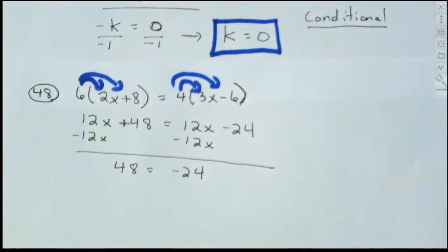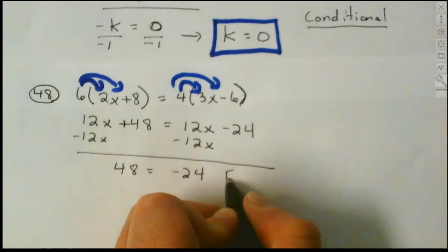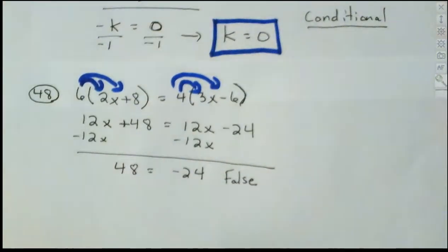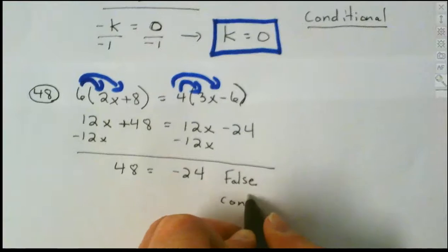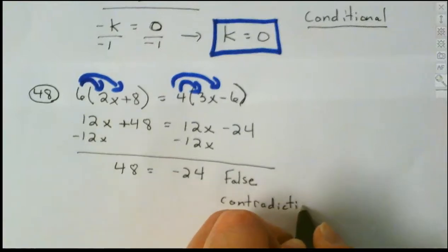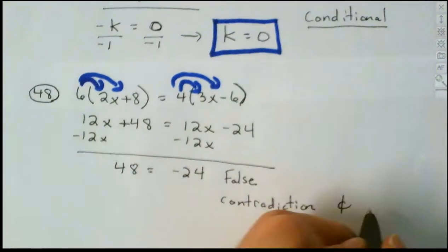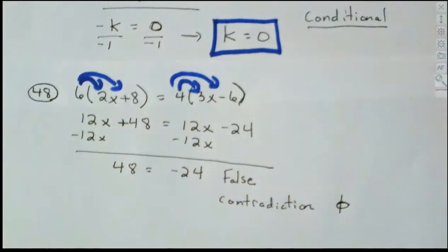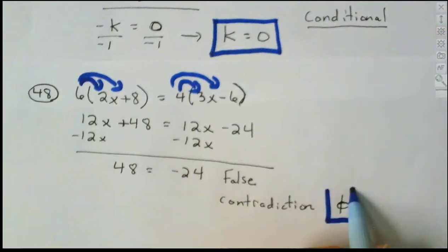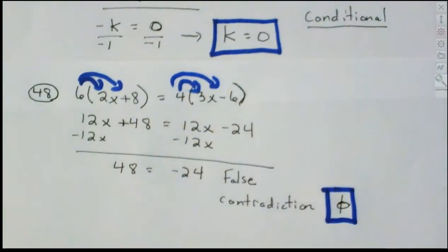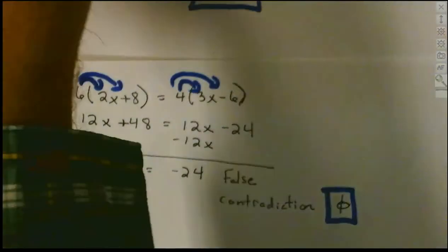When you move that 12x over, they cancel. And now we are left with 48 equals negative 24. Well, is that a true statement? No, that's clearly a false statement. So that means this is a contradiction. And you can write down no solution, or you can just use the empty set or the null set. Some textbooks call this symbol the empty set, and some textbooks call it the null set. And that's your answer. It's a contradiction, and there's no number that'll make it work.